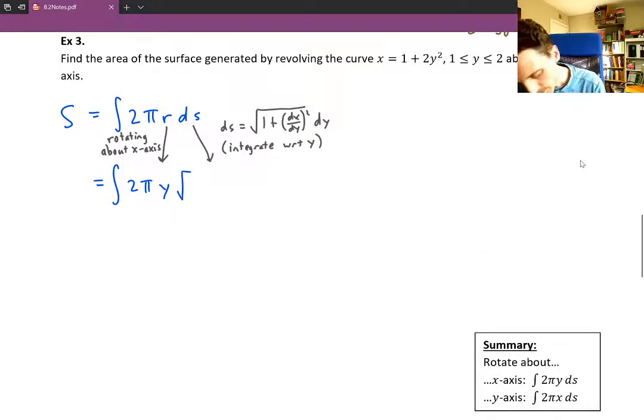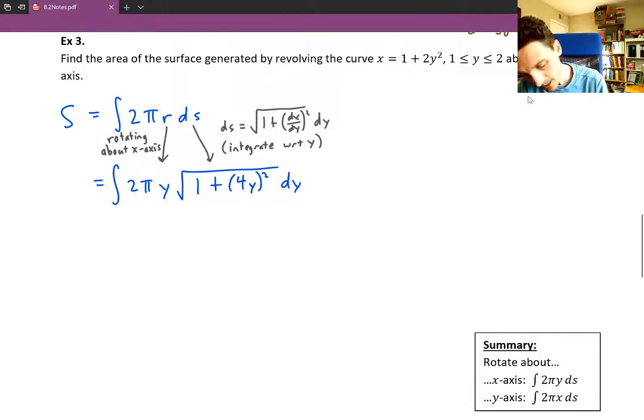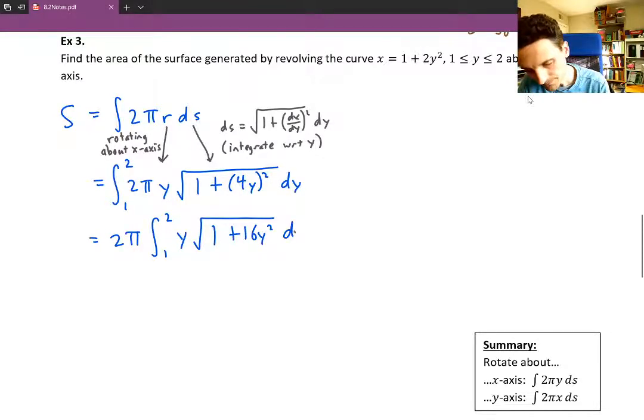Okay, so we have the square root of 1 plus dx dy is what here? Looks like 4y, and then quantity squared with a dy. And notice everything is already in terms of y, which is great. So let's go ahead and label our limits of integration. We have y goes from 1 to 2. And we'll take our 2 pi out. So we have 2 pi times the integral from 1 to 2 of y times the square root of 1 plus 16y squared.